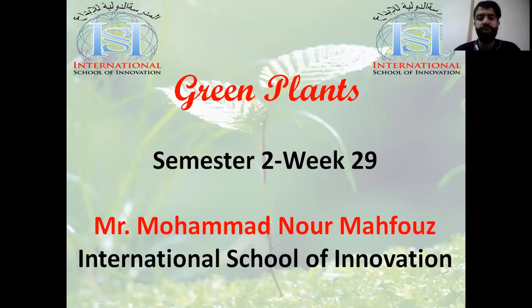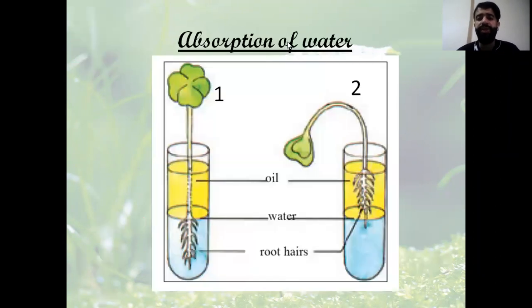In this session, we're going to continue with our chapter about the green plants for week 29. Already, we started about the green plants, and we knew that in this experiment we have two plants, plant 1 and plant 2, found in a test tube containing oil and water. In plant 1 the root hairs and the root cap, both of them, are placed in water.